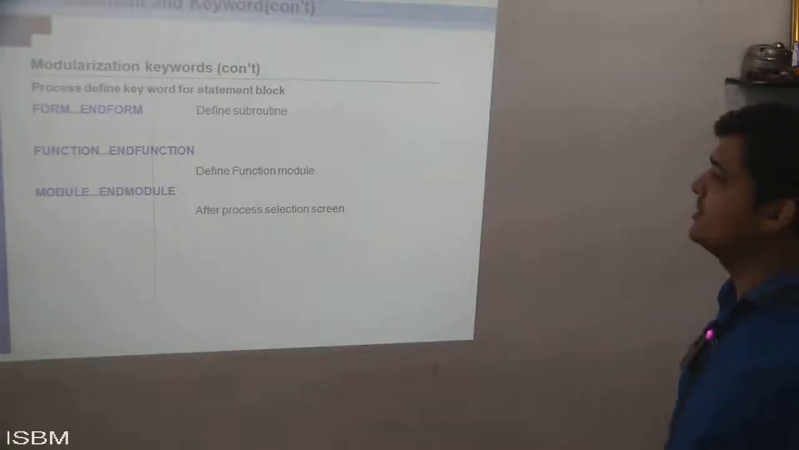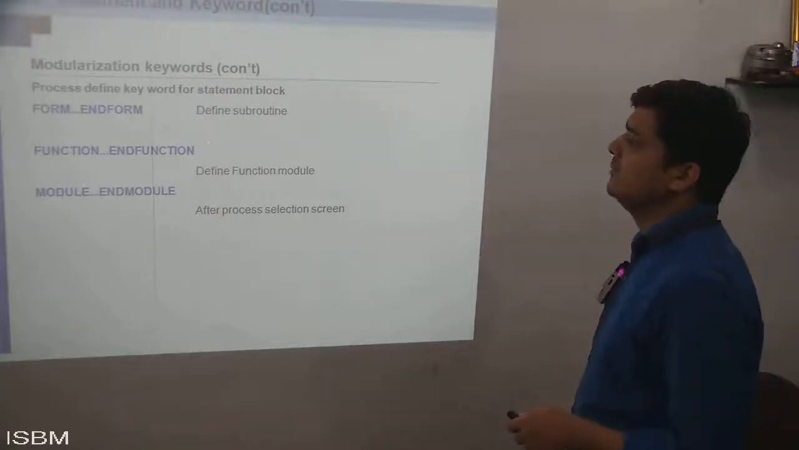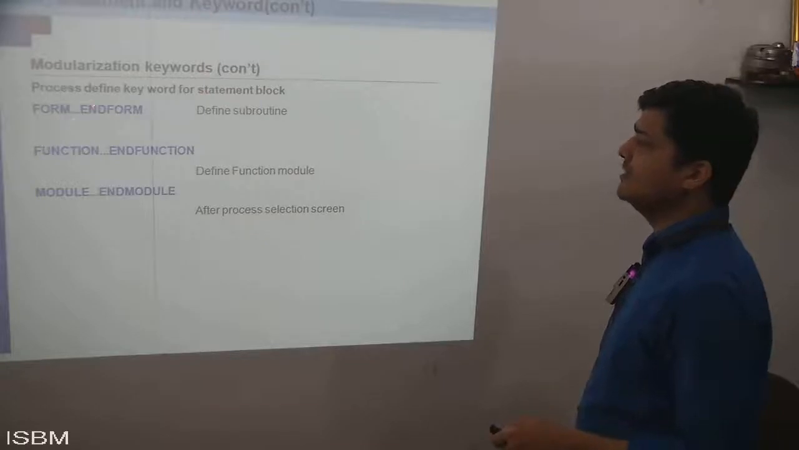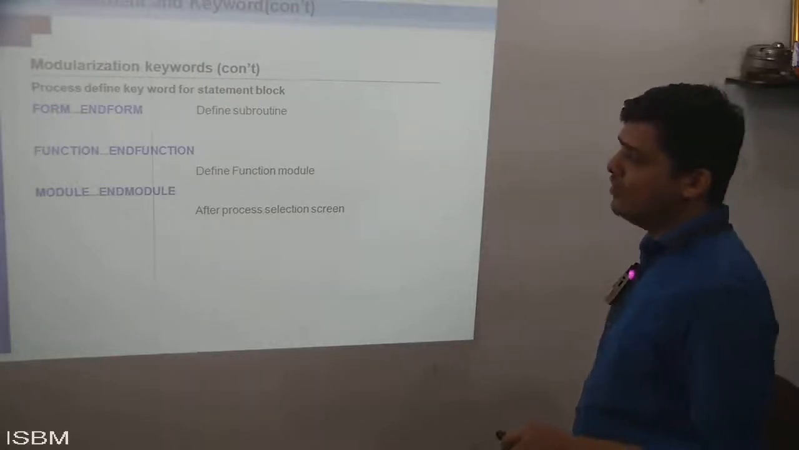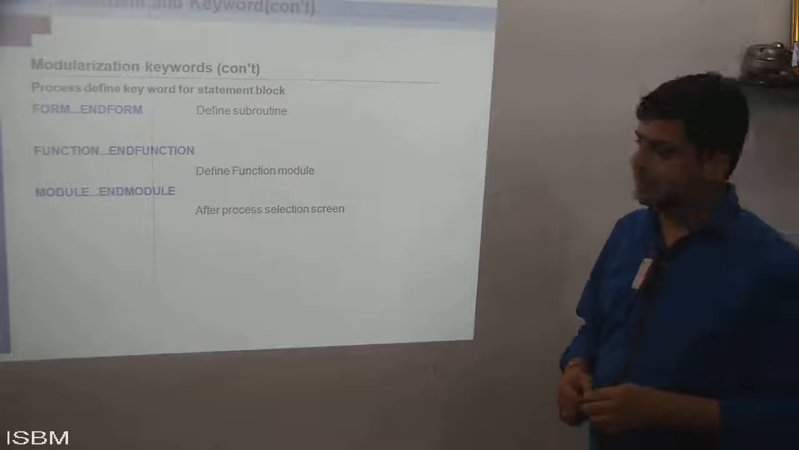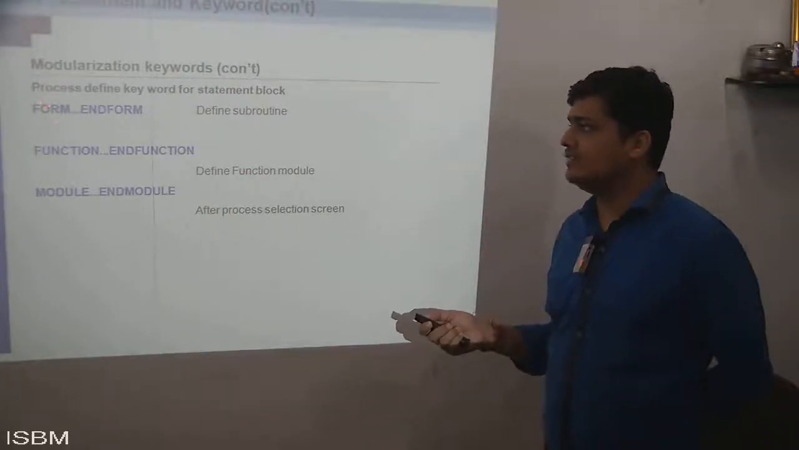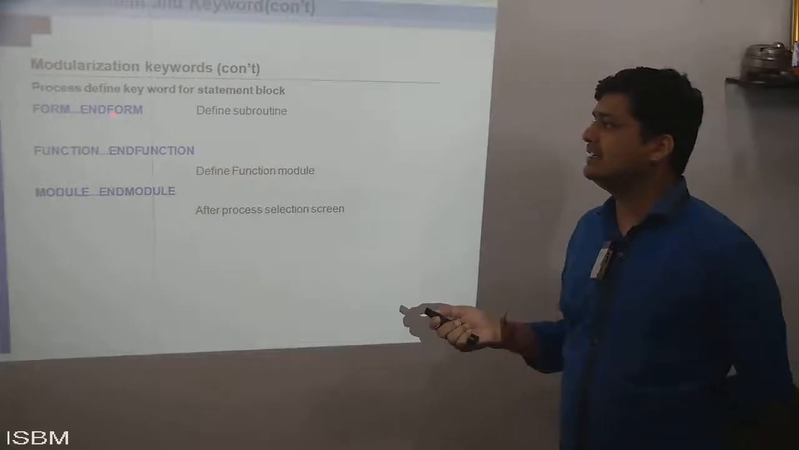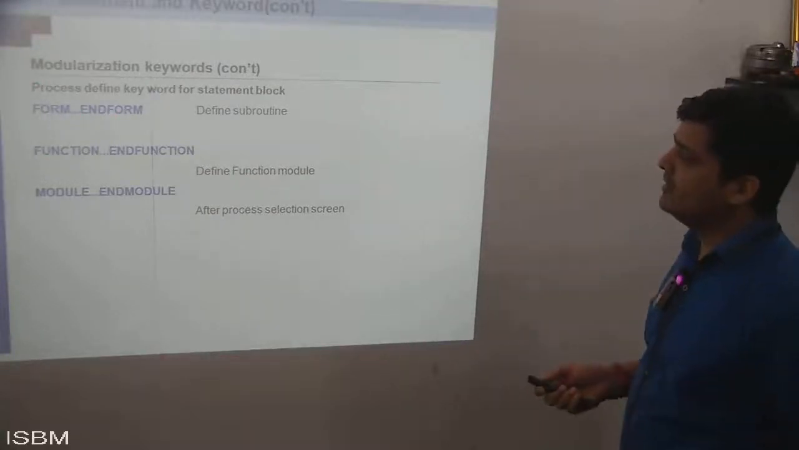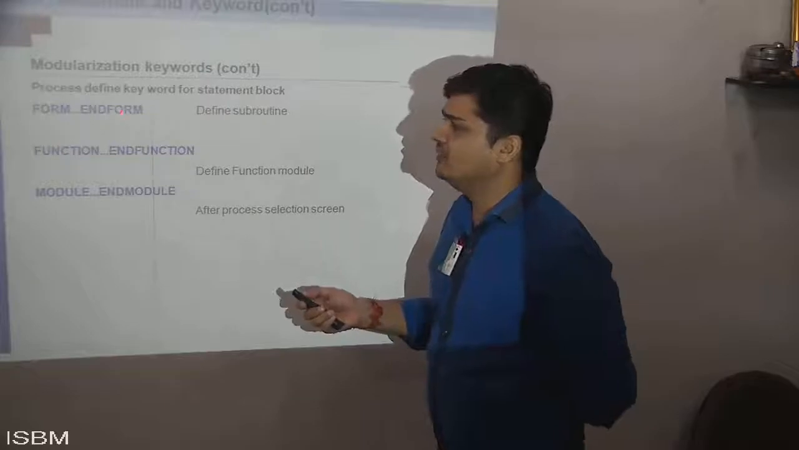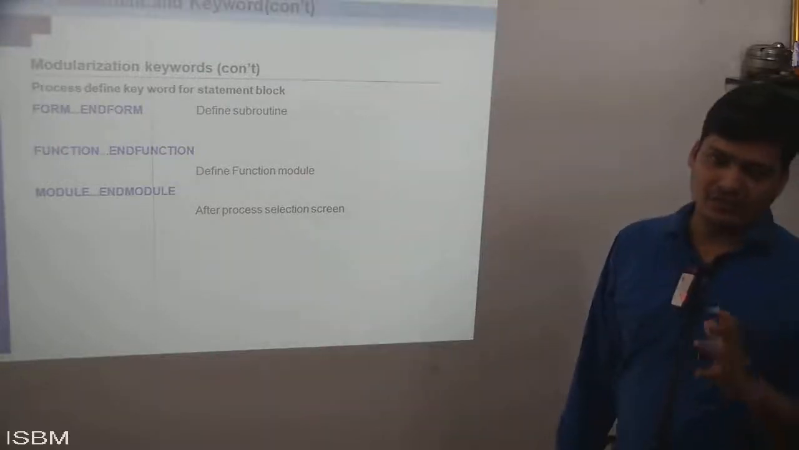Then we have the modularization keywords, predefined keywords for statement blocks, like FORM and ENDFORM. FORM and ENDFORM is called a routine in SAP ABAP. It is started with PERFORM, and inside the perform there is a form and endform. In the form and endform we write a piece of code.